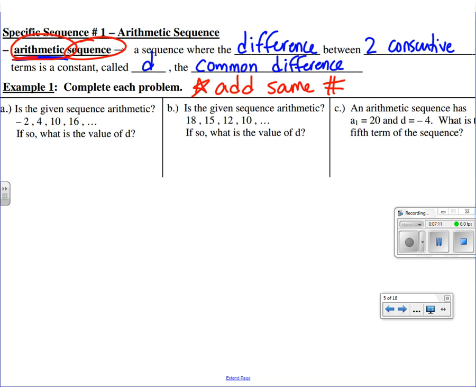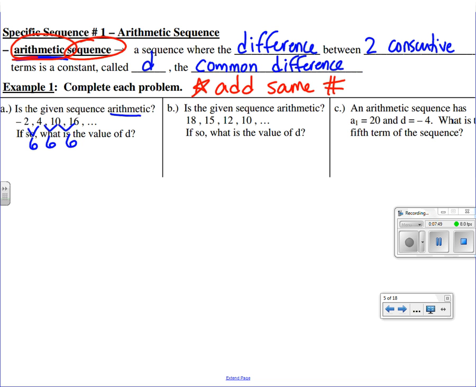Okay, so let's do some problems that might appear on the quiz. So, is the given sequence arithmetic? So, are you adding the same number every time? All right, so if you have trouble doing it in your head, in your calculator you would do 4 minus negative 2. You would start here, 4 minus negative 2, and what do you get? 6, okay? How do you go from 4 to 10? 6. And from 10 to 16?